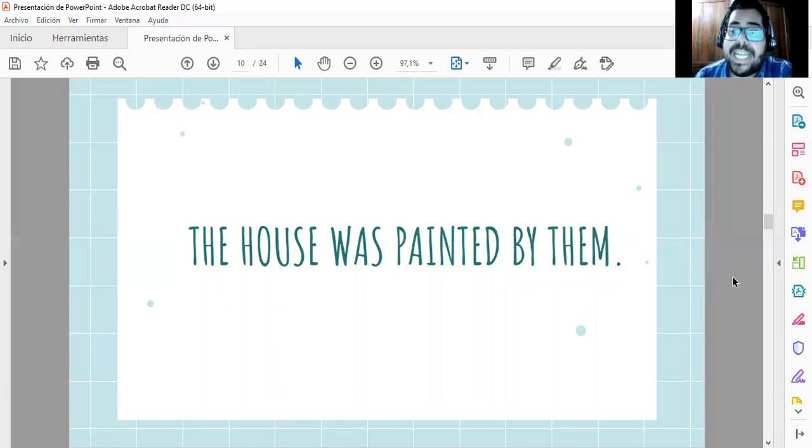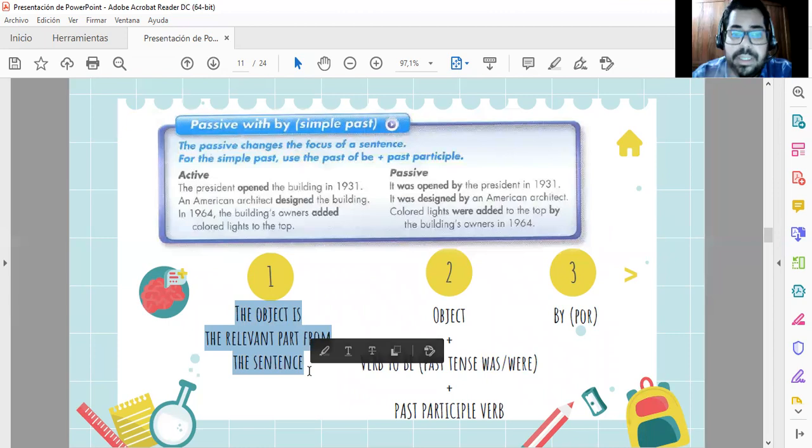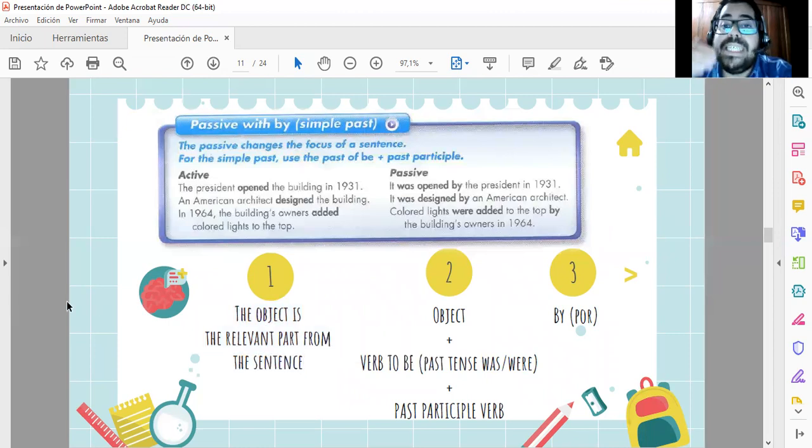Okay, remember that we're going to get into the passive voice. So this is the structure of the passive voice. Number one, guys, you have to remember, this is like a note, that the object, the receiver, is the most relevant or important part of the sentence. Remember about that. In the passive voice, the focus of the sentence changes, okay? Teacher, an example? Okay, I'm going to give an example at this moment.